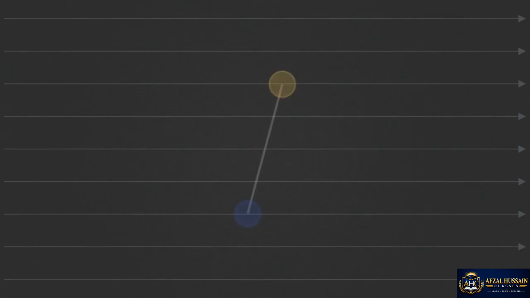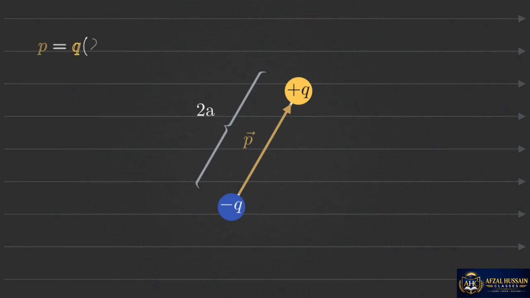Drop an electric dipole into a uniform electric field, and it immediately begins to rotate. To understand why this motion occurs, and to track the energy required to drive it, we have to look at the forces acting on the individual charges. We define the dipole's state using the dipole moment, vector p. It points from the negative charge to the positive charge, with a magnitude equal to the charge q multiplied by the separation distance, 2a. The electric field exerts a force on both charges.